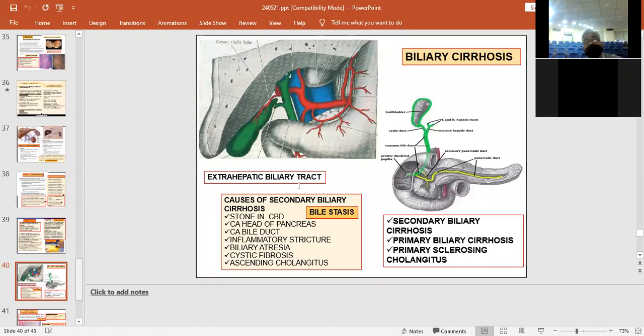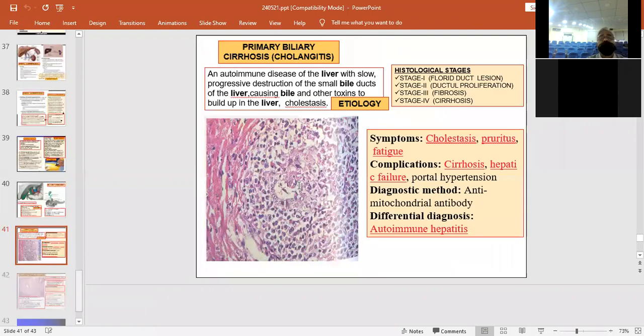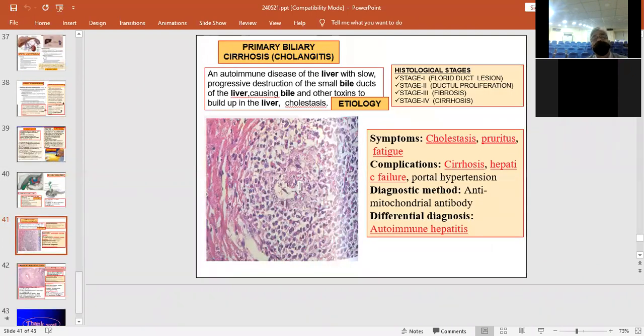Secondary biliary cirrhosis means cirrhosis which is not related to the liver itself. It's beyond the liver. So a stone in the common bile duct, carcinoma of the pancreas, carcinoma of the bile duct, cholangitis, biliary atresia, which is congenital, cystic fibrosis, or ascending cholangitis, whatever the cause. These are all the causes placed in the group of secondary biliary cirrhosis. Primary means there is an autoimmune disease of the liver with slow progressive destruction of the bile duct and endothelial cells causing stasis.